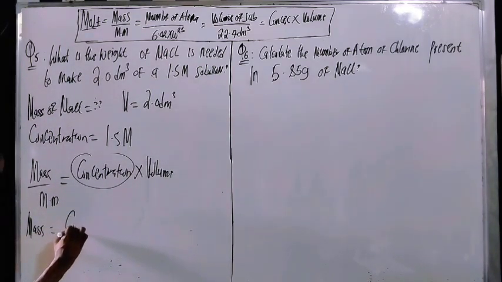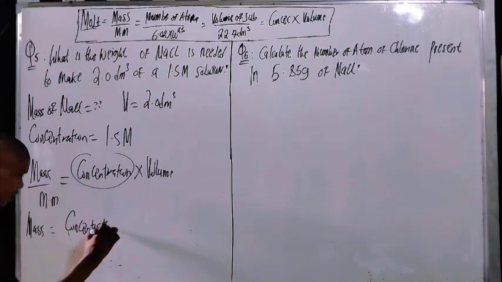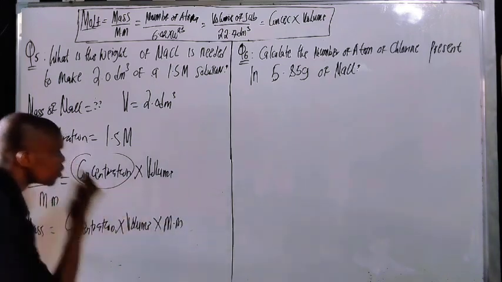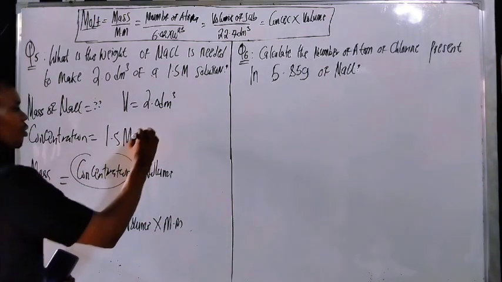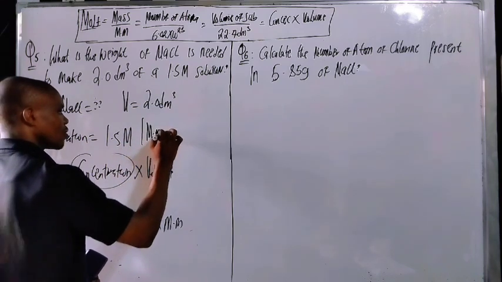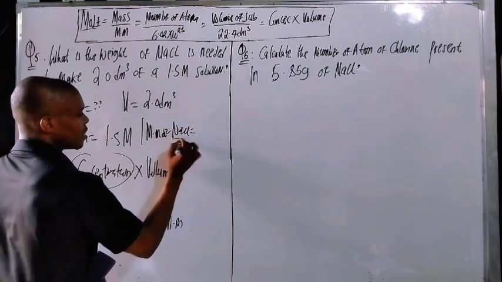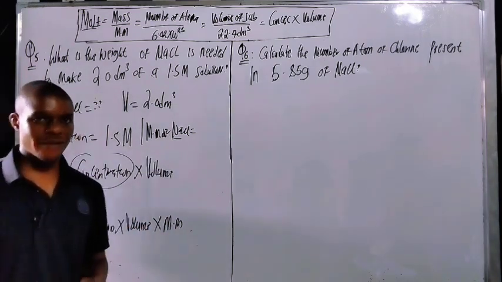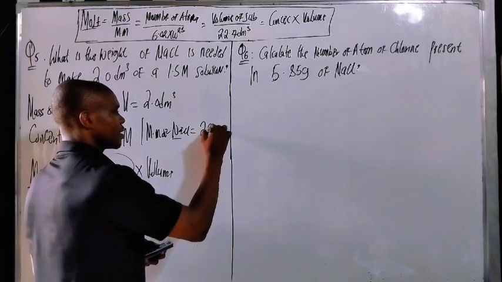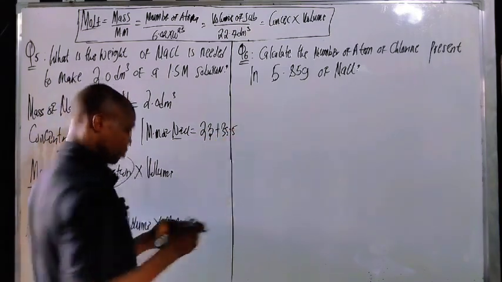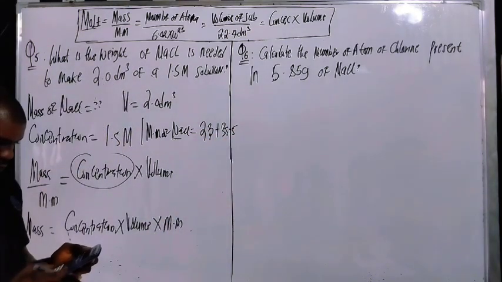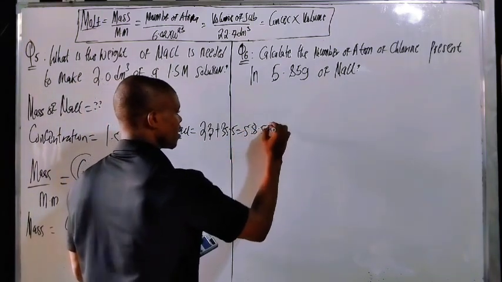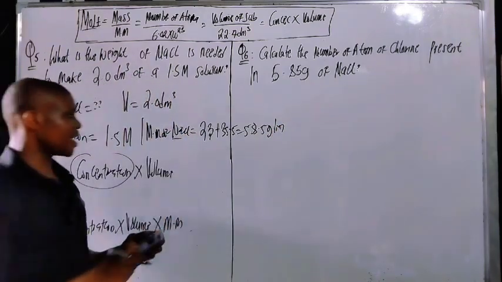mass equals concentration times volume times molar mass, right? So what is the molar mass of NaCl? The atomic mass of sodium is 23. The atomic mass of chlorine is 35.5. So it's going to be 23 plus 35.5, which is 58.5 gram per mole. Do you understand? So 58.5 gram per mole.